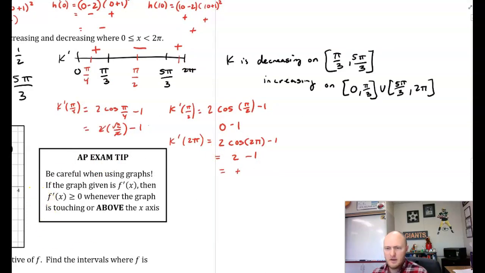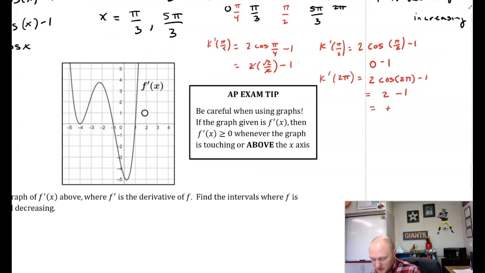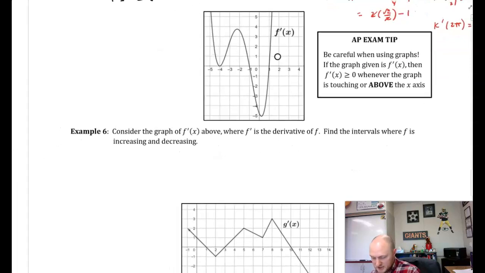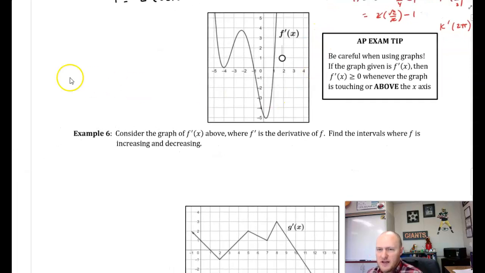Okay. All right, we are almost done with this first part on increasing and decreasing intervals. I want to briefly go ahead and talk about graphs. How do you interpret this on a graph? And be careful on the AP exam. Here's an AP exam tip. The graph usually given is f prime. They usually give you a derivative graph. And always just make sure what you're looking at.